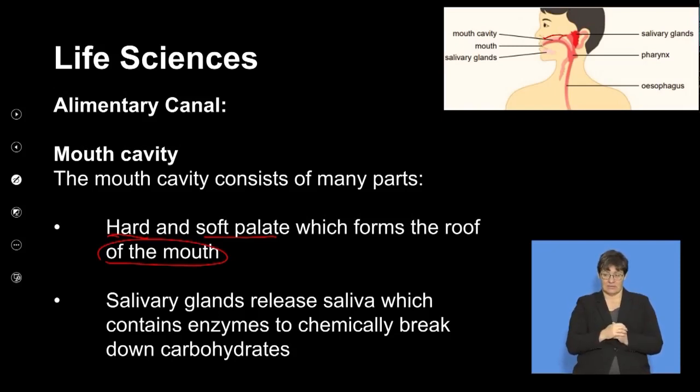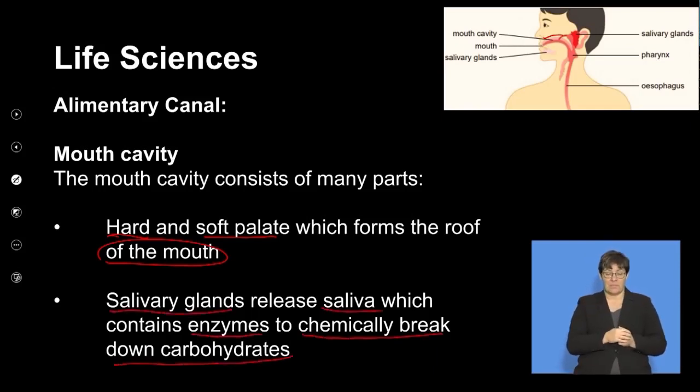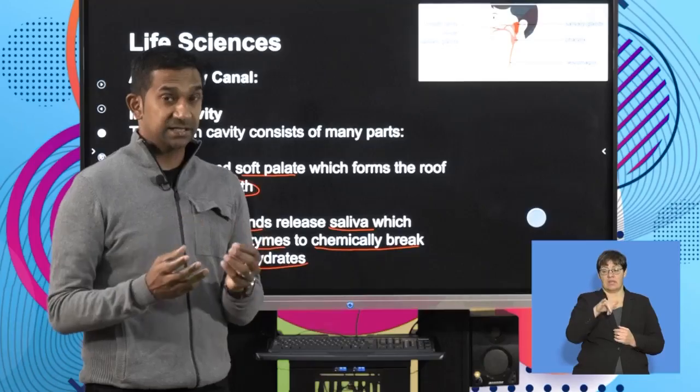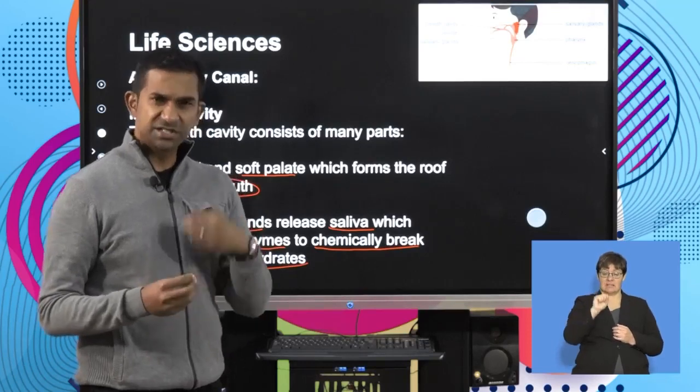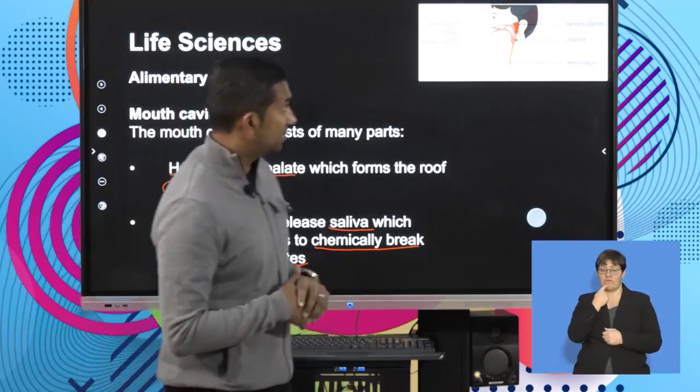We also have 3 pairs of salivary glands, and these release saliva, which again contains enzymes which chemically break down your carbohydrates. So the first process of chemical digestion starts in the mouth, where the salivary glands produce an enzyme called amylase, which starts the digestion of carbohydrates.